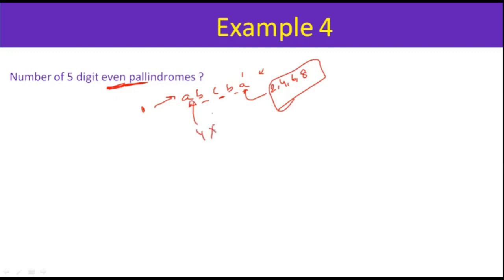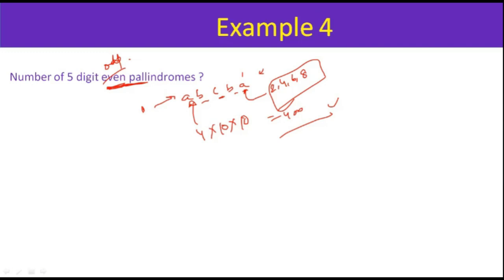Okay. For B you have 10. For C, 10. So the answer is 400. Okay. Now please solve the same question for odd palindrome. Come on, 5 seconds, it should not take more than 5 seconds now. The answer is 500, right?